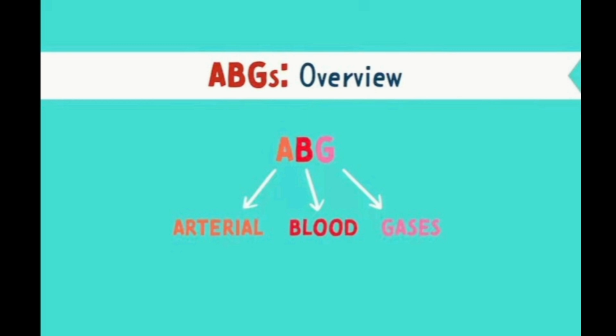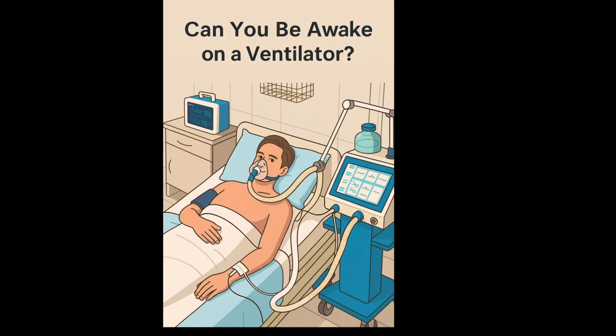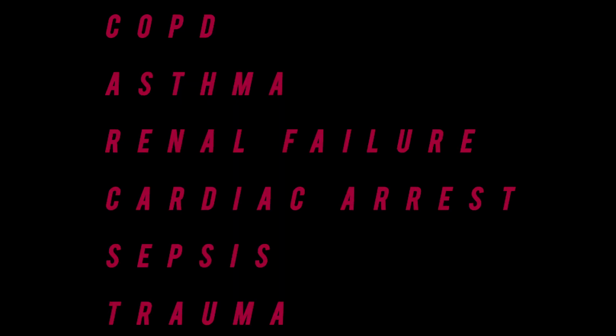So the ABG is usually a blood test which will be taken from an artery, the radial artery at the wrist, or the femoral artery. It is done to assess oxygen status, oxygen therapy or ventilator status, and to check whether the lungs are removing carbon dioxide properly. It also detects respiratory failure, metabolic acidosis, alkalosis, and whether the patient has any sepsis and elevated lactate, and in conditions like COPD, asthma, renal failure, cardiac arrest, sepsis, and trauma. So for all these conditions we are monitoring the ABG.